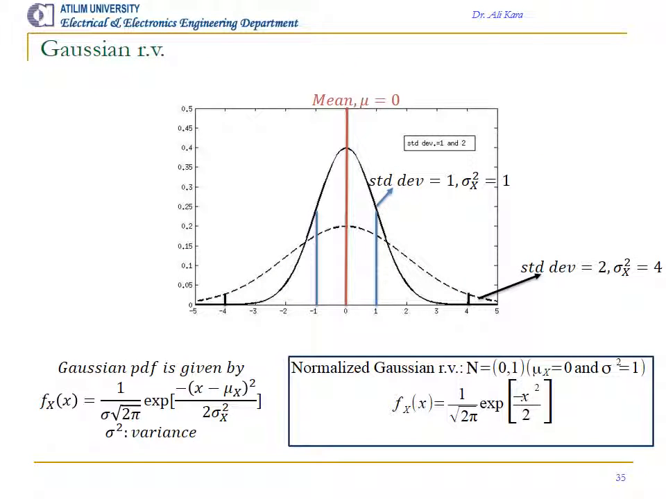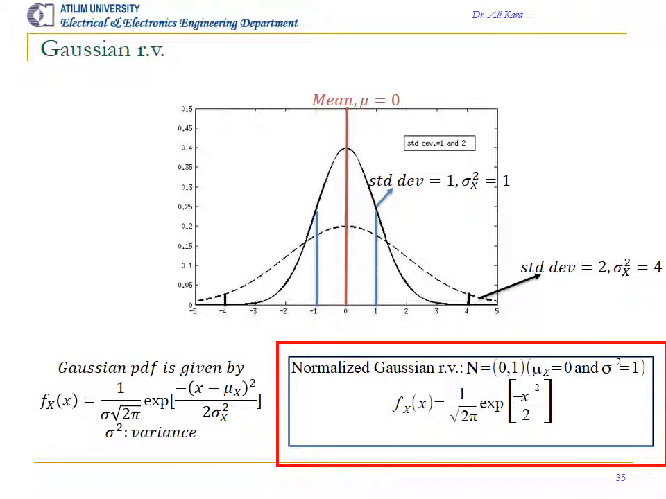Gaussian random variable. The Gaussian PDF is given by fX of x is equal to 1 over sigma x root 2 pi times exponential of minus the square of x minus mu x over 2 sigma x squared, where sigma x squared is the variance and mu x is the mean of the random variable X. The normalized Gaussian random variable is the Gaussian random variable whose mean is 0 and variance is 1. It is denoted by the formula 1 over root 2 pi times exponential of minus x squared over 2.